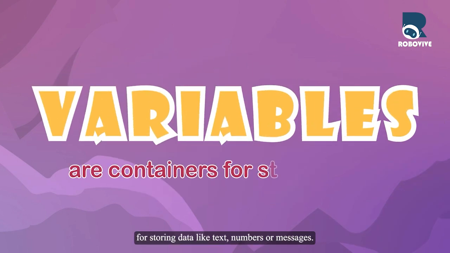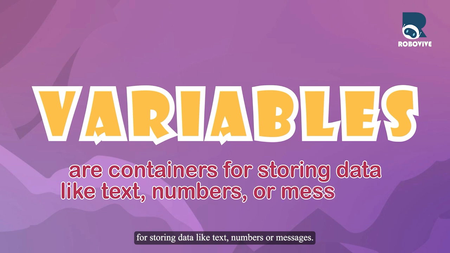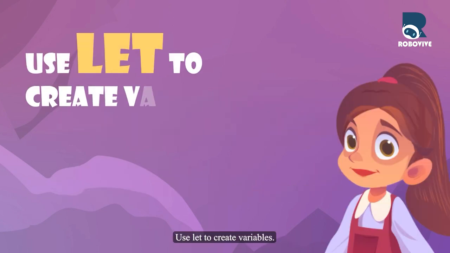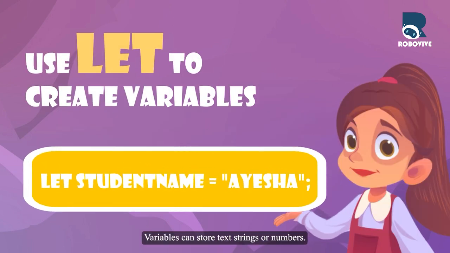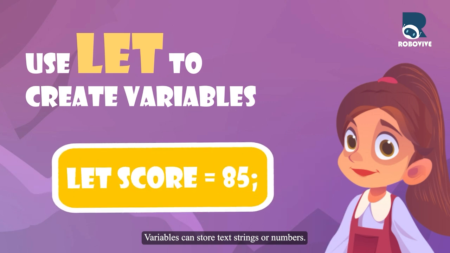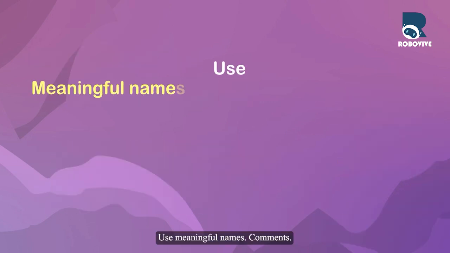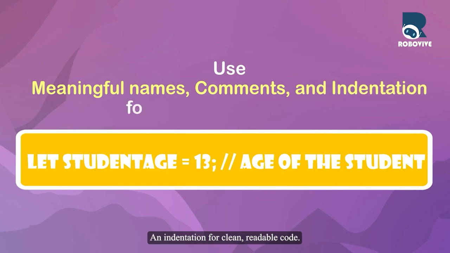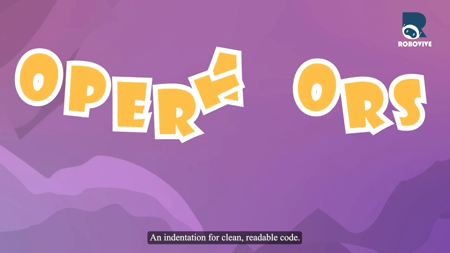Variables are containers for storing data like text, numbers, or messages. Use let to create variables. Variables can store text, strings, or numbers. Use meaningful names, comments, and indentation for clean, readable code.